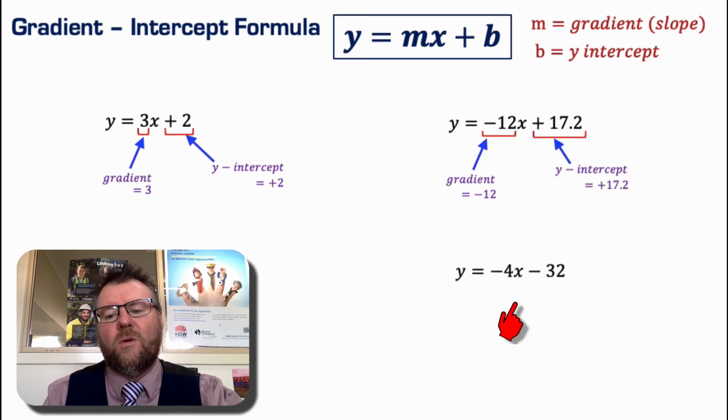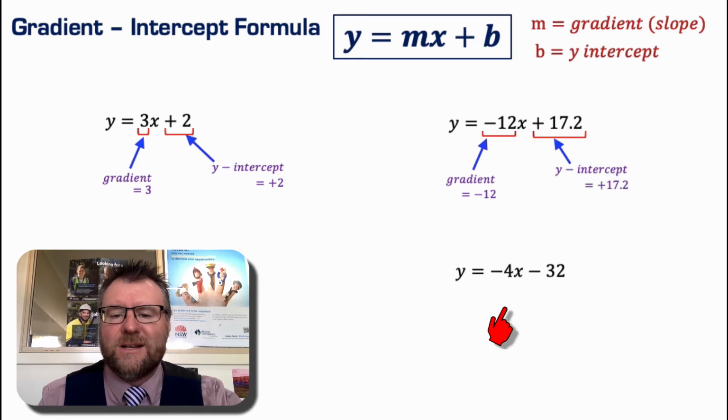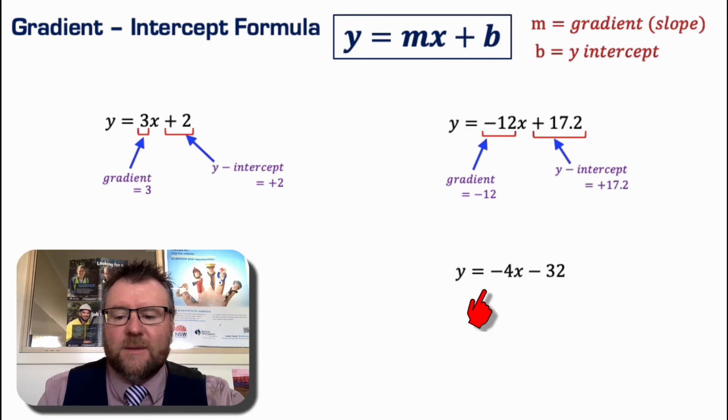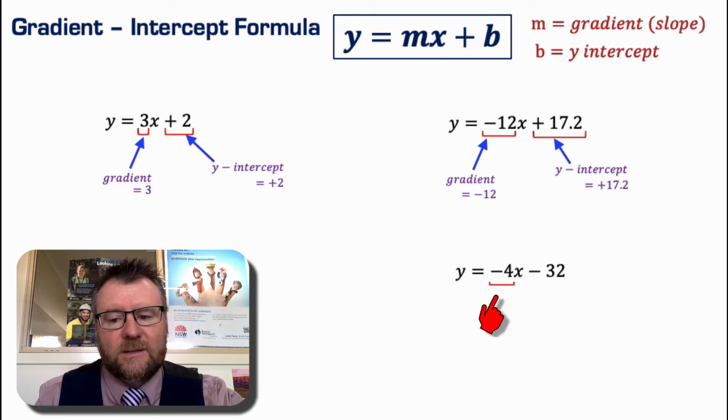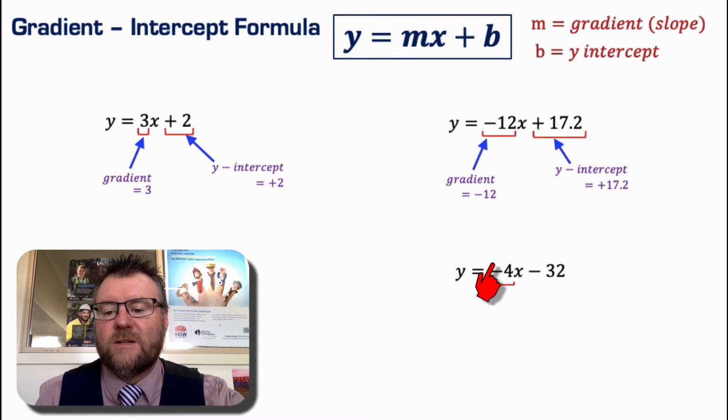Let's have a look at one more. y equals minus 4x minus 32. The gradient, the coefficient of the x, is negative 4. Now, be careful, you have to include the negative sign. It's not a gradient of 4, it's a gradient of negative 4.